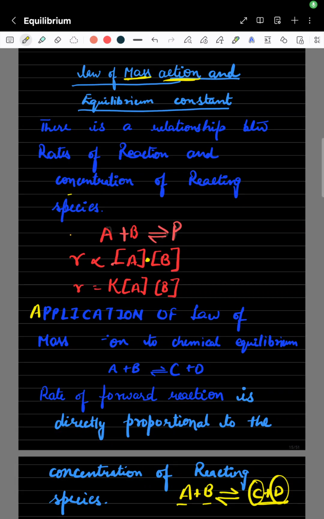In today's class, we are going to start the law of mass action and equilibrium constant. Students, in the previous class, we have already studied the equilibrium introduction. Now in this class, we will study the law of mass action and the equilibrium constant relationship. Firstly, we need to understand the meaning of the law of mass action.